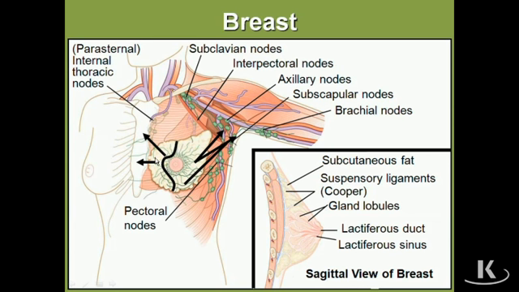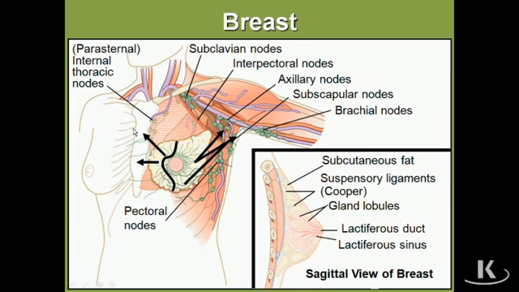The medial portion of the breast drains toward a series of nodes that are positioned behind the costal cartilages right alongside the sternum. So those nodes are called either parasternal nodes, or they're also called internal thoracic nodes, since they're running right along with the internal thoracic artery and vein. And then those nodes will eventually drain to the mediastinal trunk, and again, will eventually get back to the venous system.